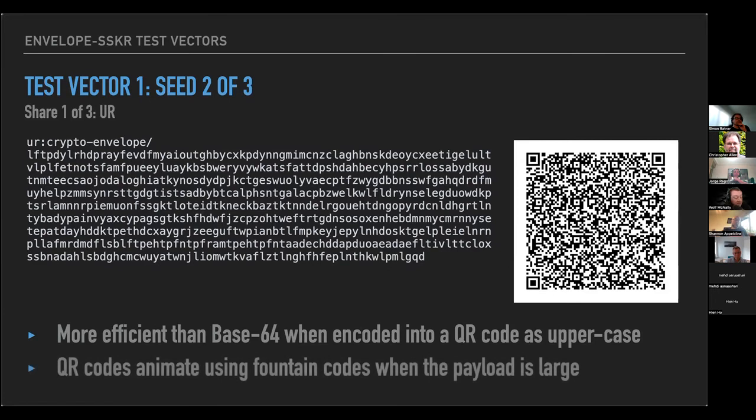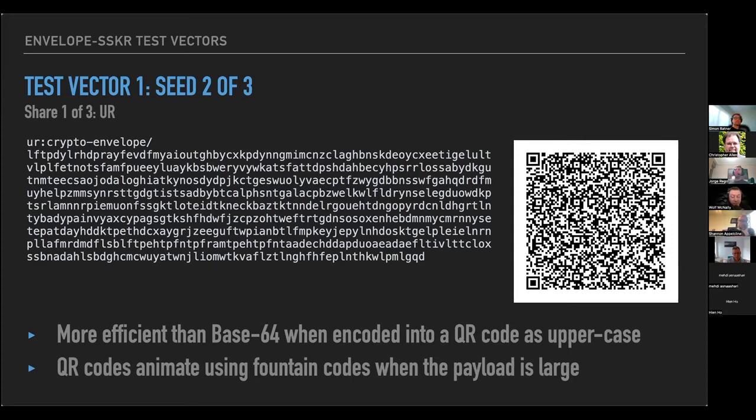The second reason is that the UR standard allows you to split QR codes into a non-repeating sequence of fountain codes. You can actually contain any amount of payload in a QR code that animates. And so you can send any amount of data through an air gap, basically through your camera. Okay, so this is kind of the end result of this process.